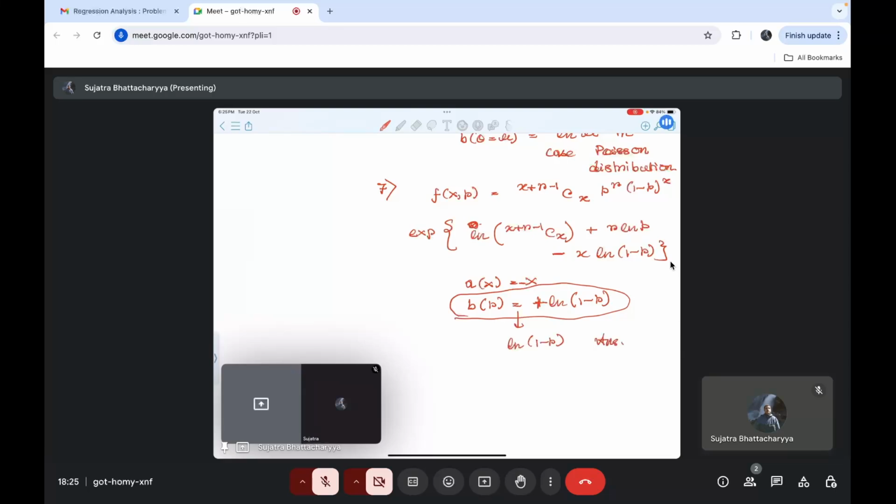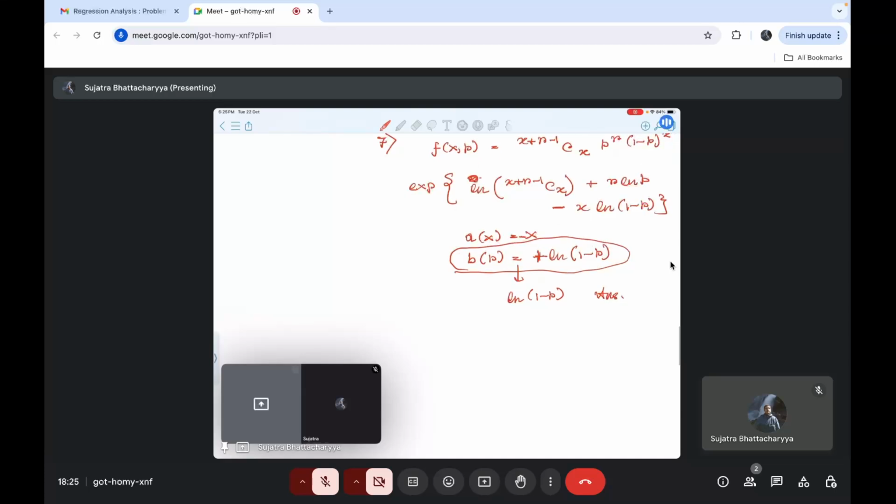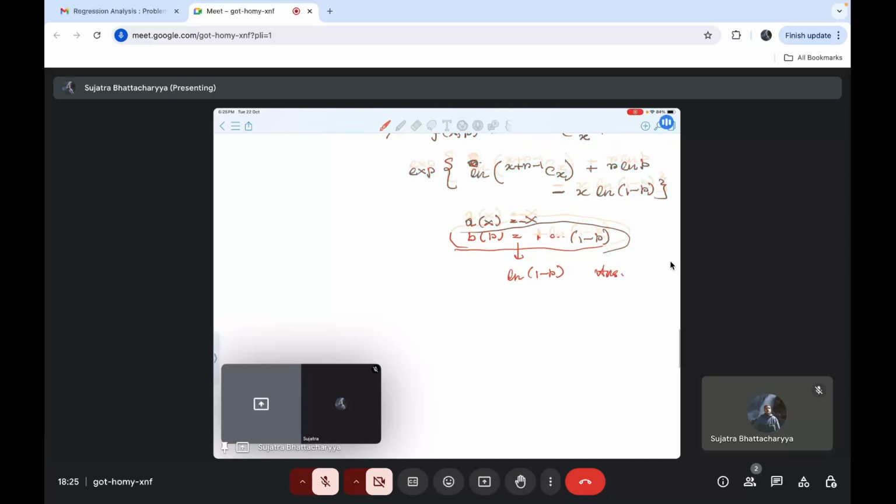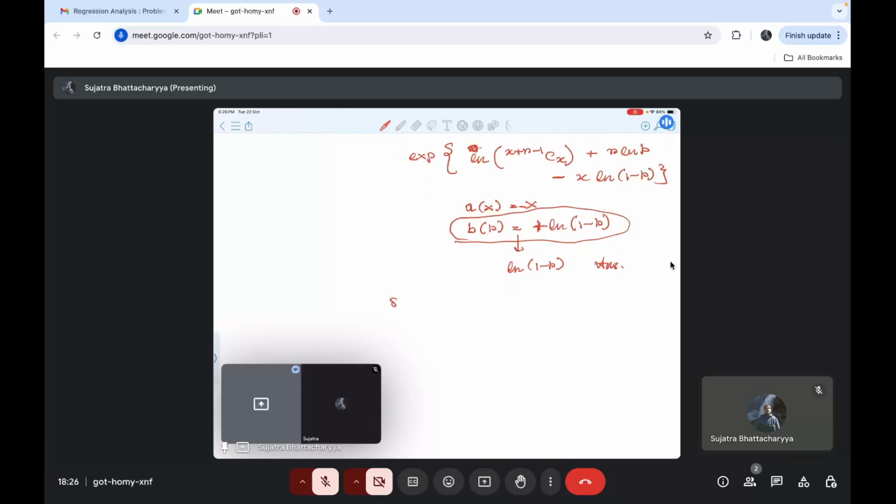Just fit it into an exponential function, and then try to look for that particular product of functions where you have something that is a function of x, and something that is a function of the natural parameter, the parameter of interest. Like here, r is the nuisance parameter, right? So this is done. Let's go to the last question, the eighth question.